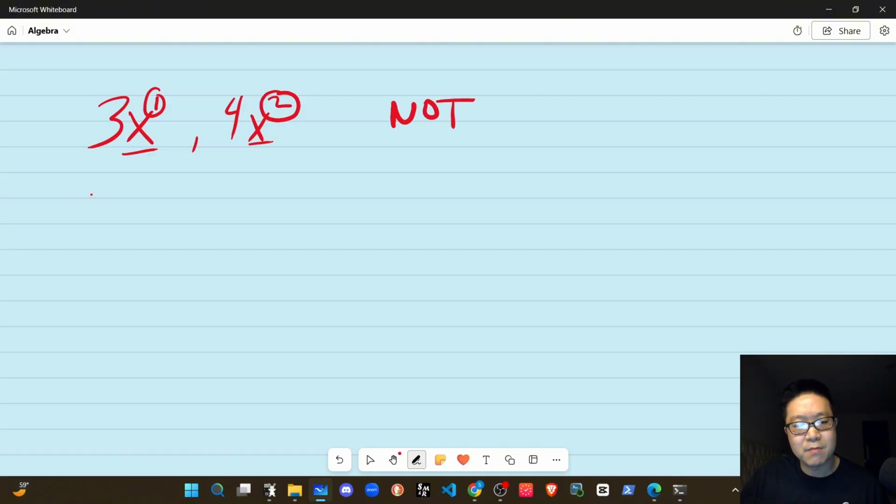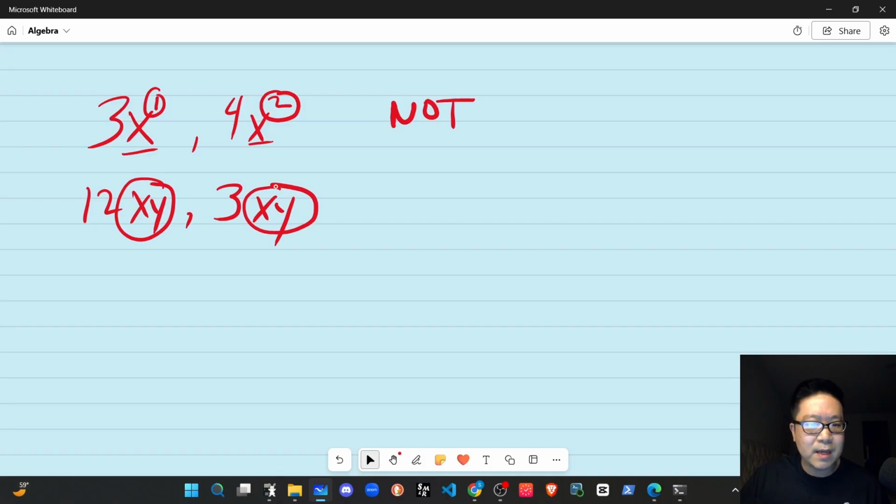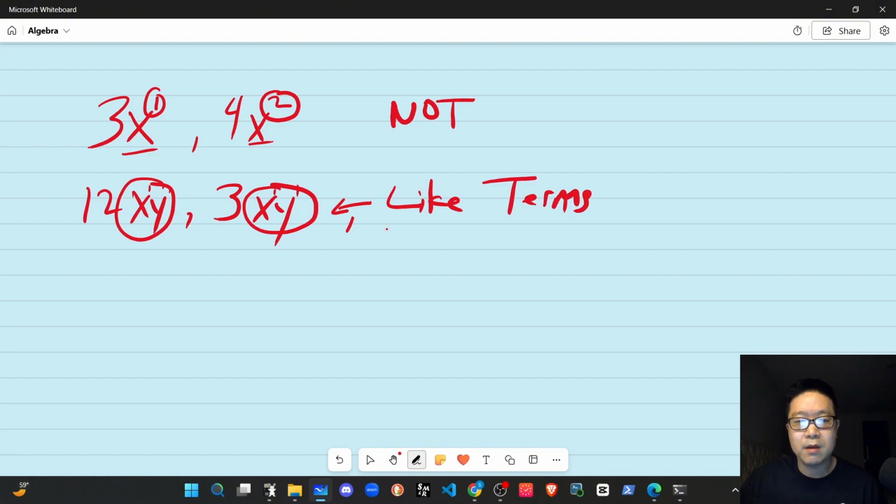However, if you have something like 12xy and 3xy, well, these both have the same variables, and the exponents are also the same because they're all ones. This would be considered like terms. Okay? We have like terms. The thing with like terms is they allow us to combine them.